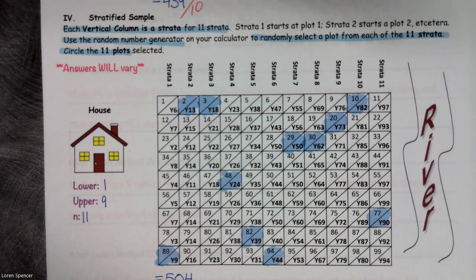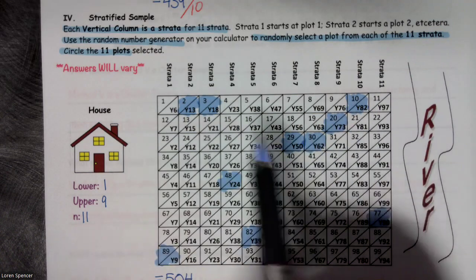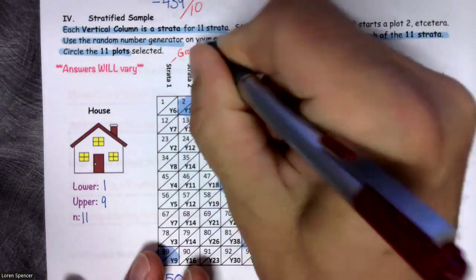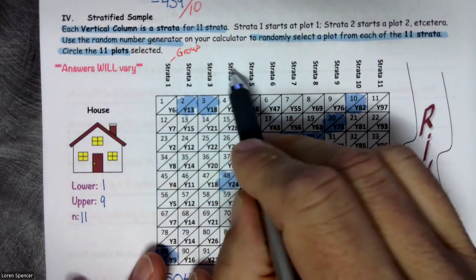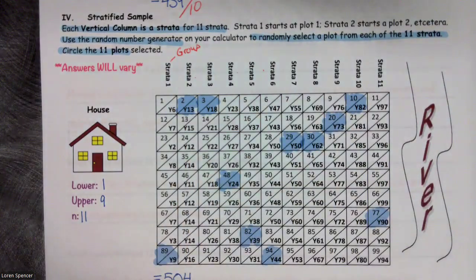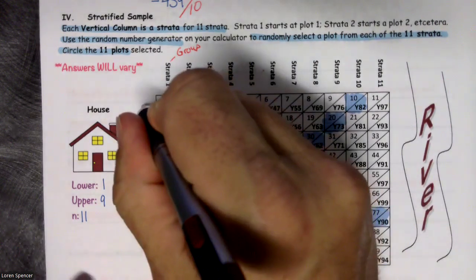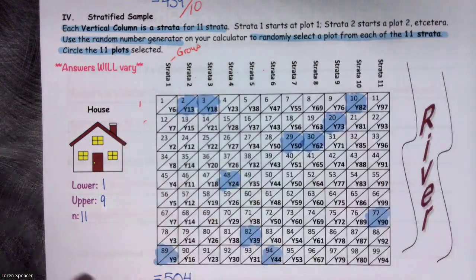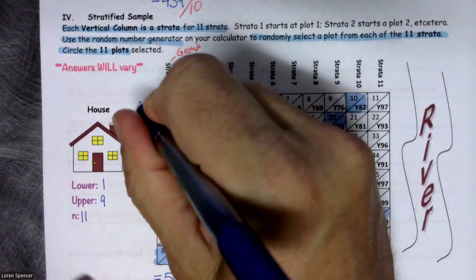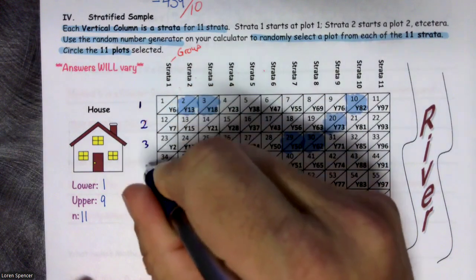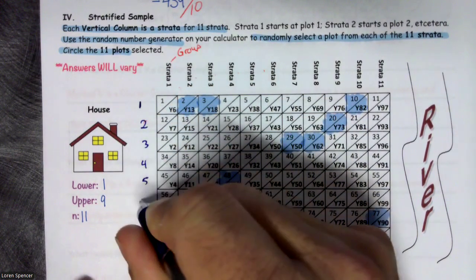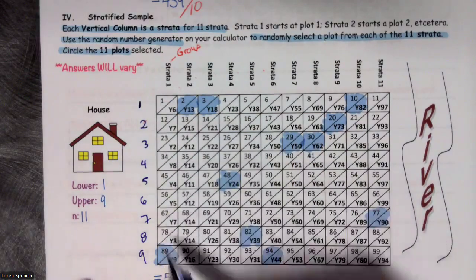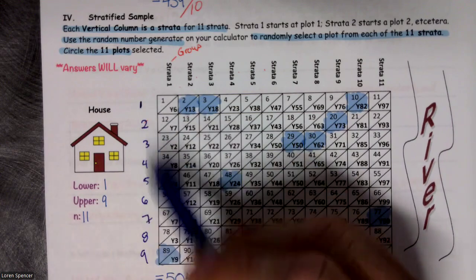Now, with a stratified sample, we're going to go to each strata, and I'm going to call this a group. So we go to this group, and this group, and this group, and this group, and we randomly select from the group. Well, how many numbers are in the group? Well, let's count them out. If I look at the side, I have 1, 2, 3, 4, 5, 6, 7, 8, 9. So in this case, I have 9 in each strata.